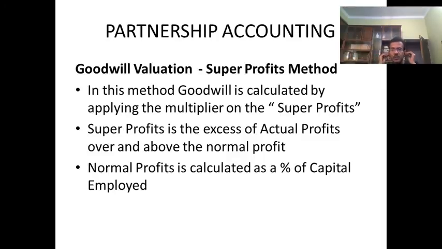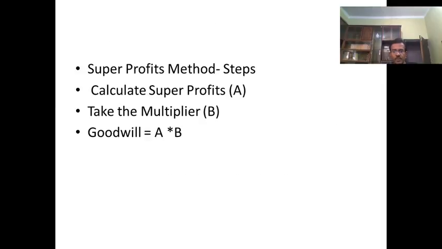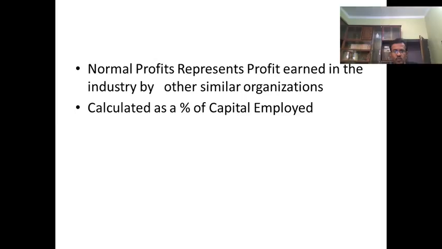So the next method that you have got is called the super profits method. Super profits is the excess of actual profits over and above the normal profits, and normal profit is calculated as a percentage of capital employed. So you need to know what is normal profits. Calculate super profits, take the multiplier and goodwill. So what is normal profit? It represents the profit earned in the industry by other similar organizations, and it is calculated as a percentage of capital employed.